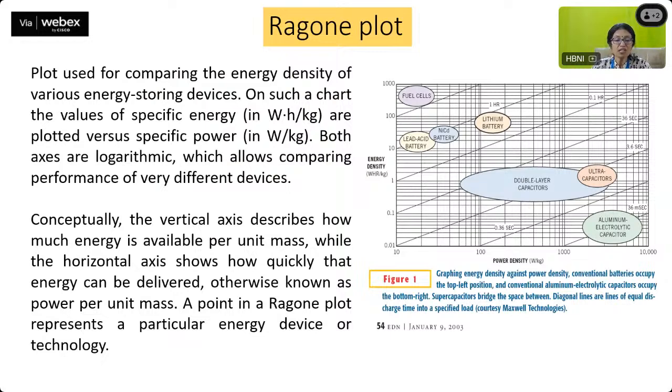Conceptually, this vertical axis describes how much energy is available per unit mass, whereas the horizontal axis shows how quickly that energy can be delivered, which is the power per unit mass. So a point in the Ragone plot represents a particular energy device for a particular technology. You can see right at the top, in the left topmost corner, you have the fuel cell. Fuel cells have the highest energy density. Whereas if you look at the lithium-ion battery, it has high energy density but comparatively low power density. The high power density is mostly in the case of the capacitor.